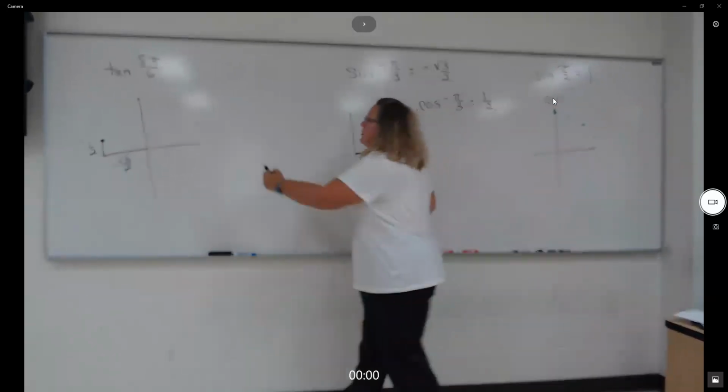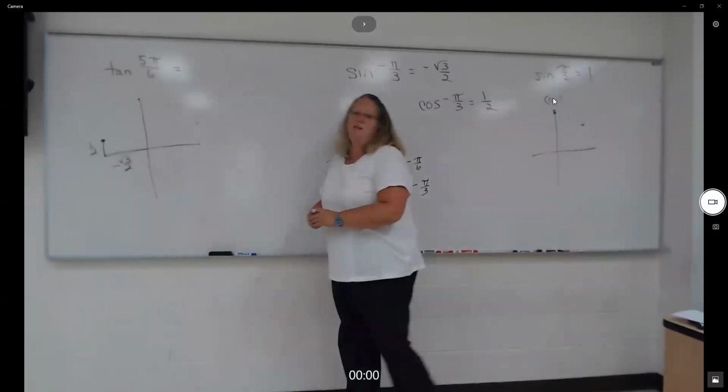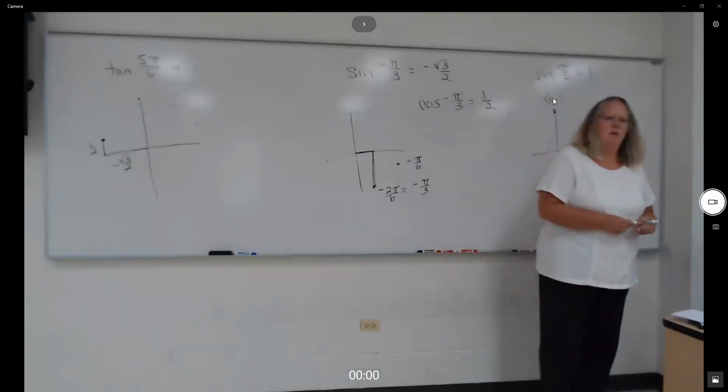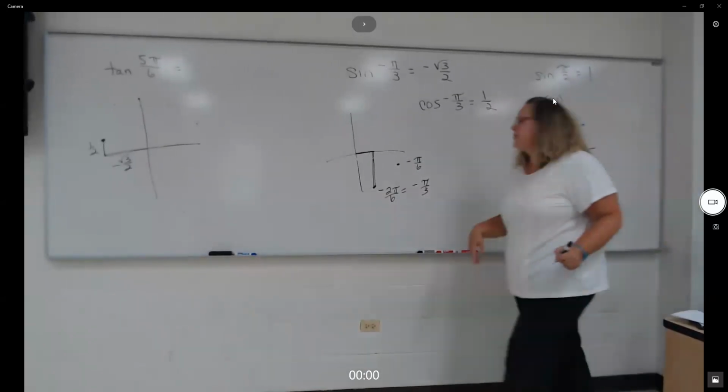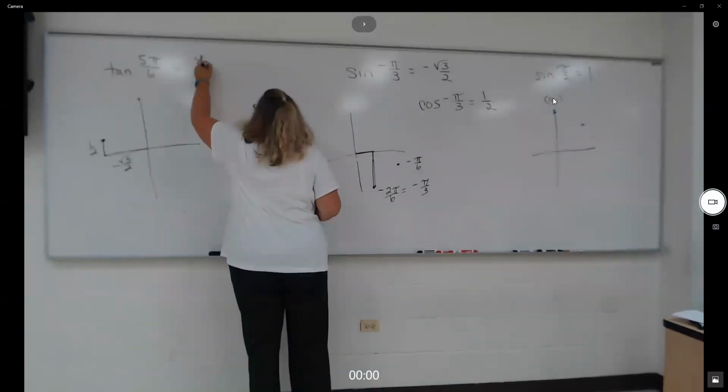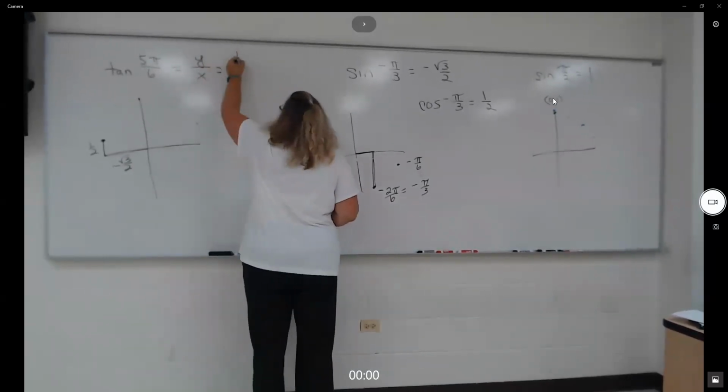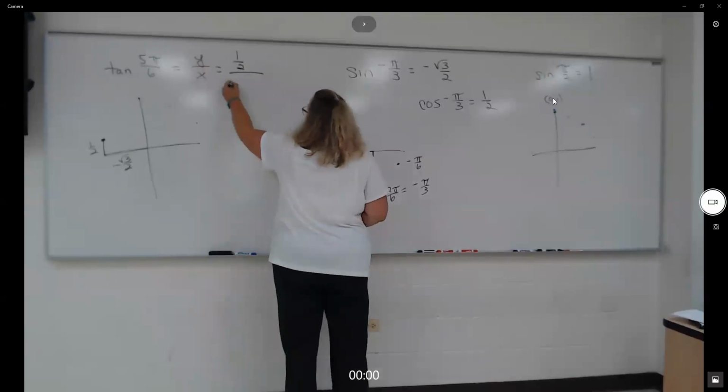And then you just have to remember tangent is, does anyone remember what is tangent? Tangent is y over x. So then you just go at it, y is 1/2. X is negative square root of 3 over 2.